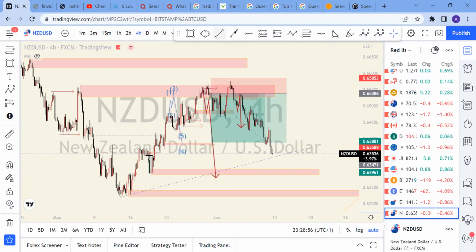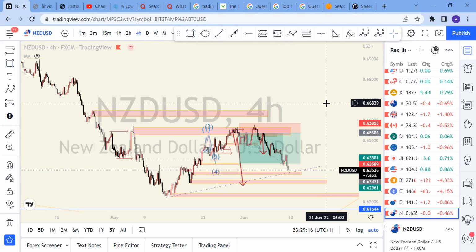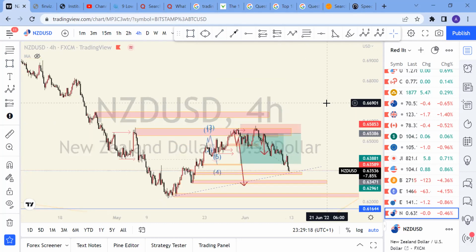Okay, I think there's another order block here. Oh no, not that one. All right, so let's see how that holds up. Let's see how that reacts. We're talking about the dollar being weaker anyways, so let's see if that gives us another push to the upside.